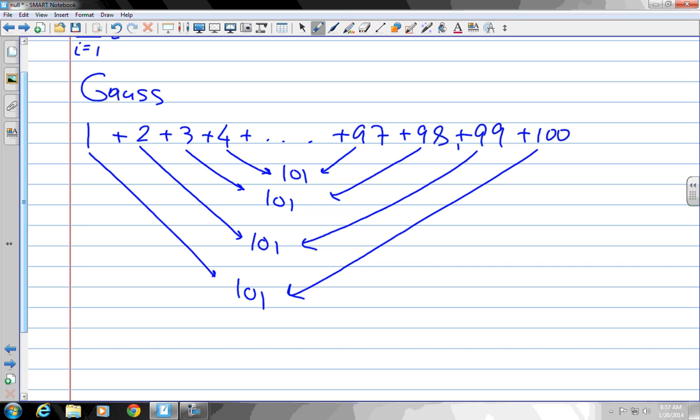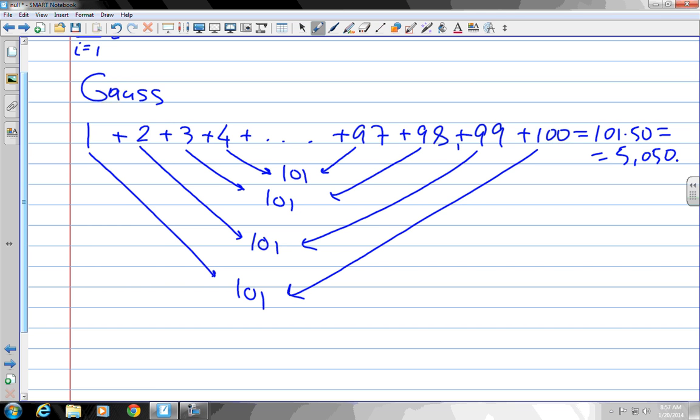Well, how many of these 101s you think we're going to get if we meet in the middle? 50. So this whole sum really becomes 101 times 50, which is 5050.